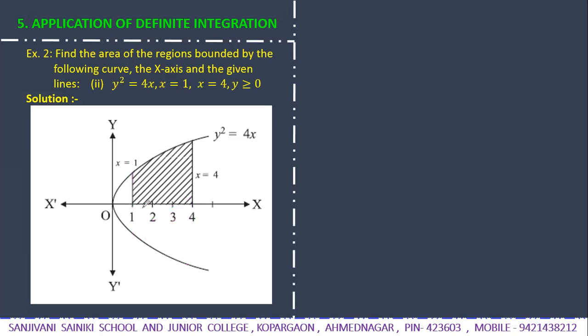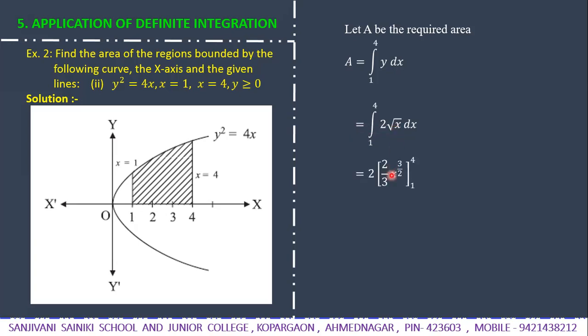Again the area is bounded by the x-axis, then the curve and the lines. So we have to use the formula, integration from 1 to 4 of y dx. What is y for this curve? As y square is equal to 4x, y is root 4x, so that is 2 root x. 2 is a constant, we can take it outside. Root x can be written as x raised to 1 upon 2. So its integral is x raised to 3 by 2 upon 3 by 2. After simplifying, we get 2 by 3 x raised to 3 by 2.